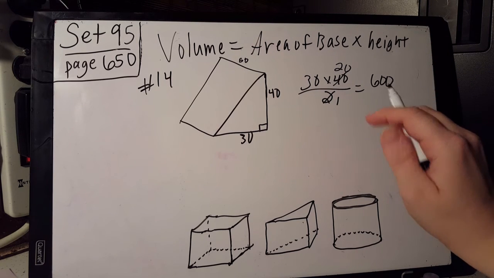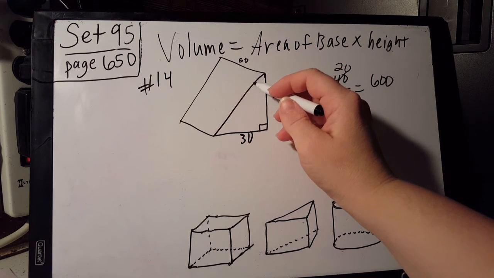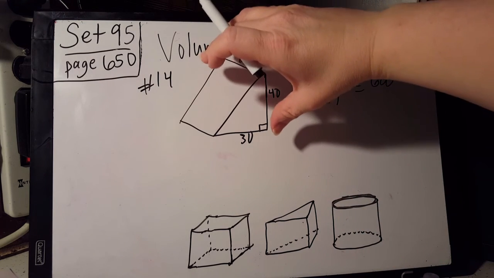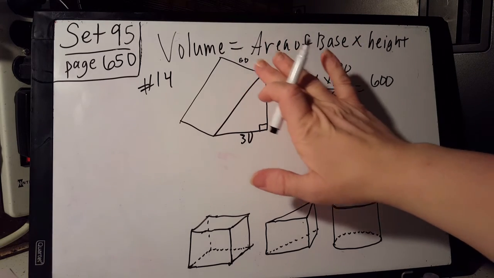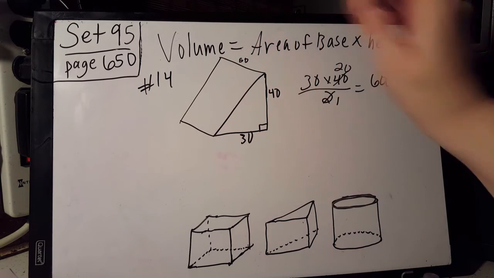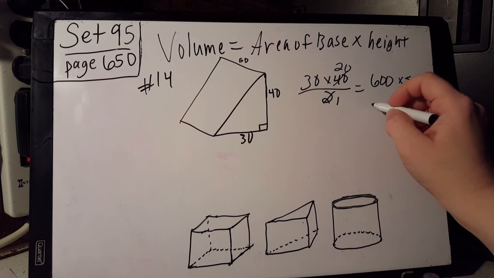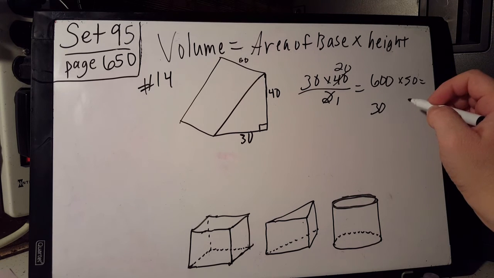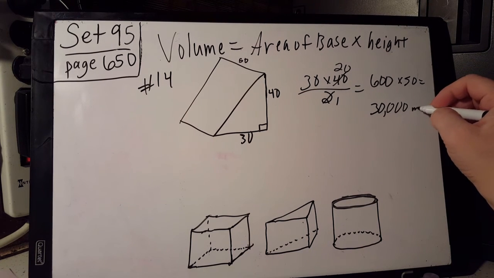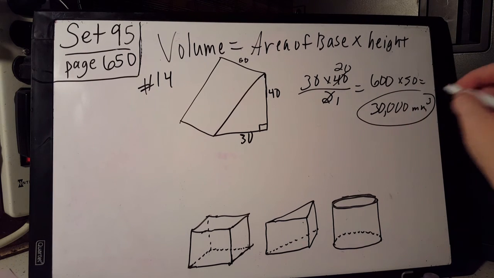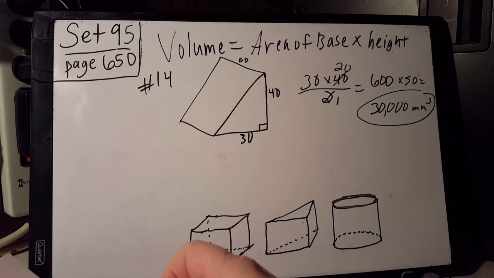But we don't stop there. That's just the area of the base. We have to multiply also by the height. In this case, it's 50, because if we took this shape and turned it on its bottom so that the triangle is on the bottom, the height would be this line here, and that would be 50. So then we take 600 times 50. If we multiply that out, we would get 6 times 5 would be 30. Add your zeros, and you have 30,000 millimeters cubed. And that's how you do number 14 from the set.